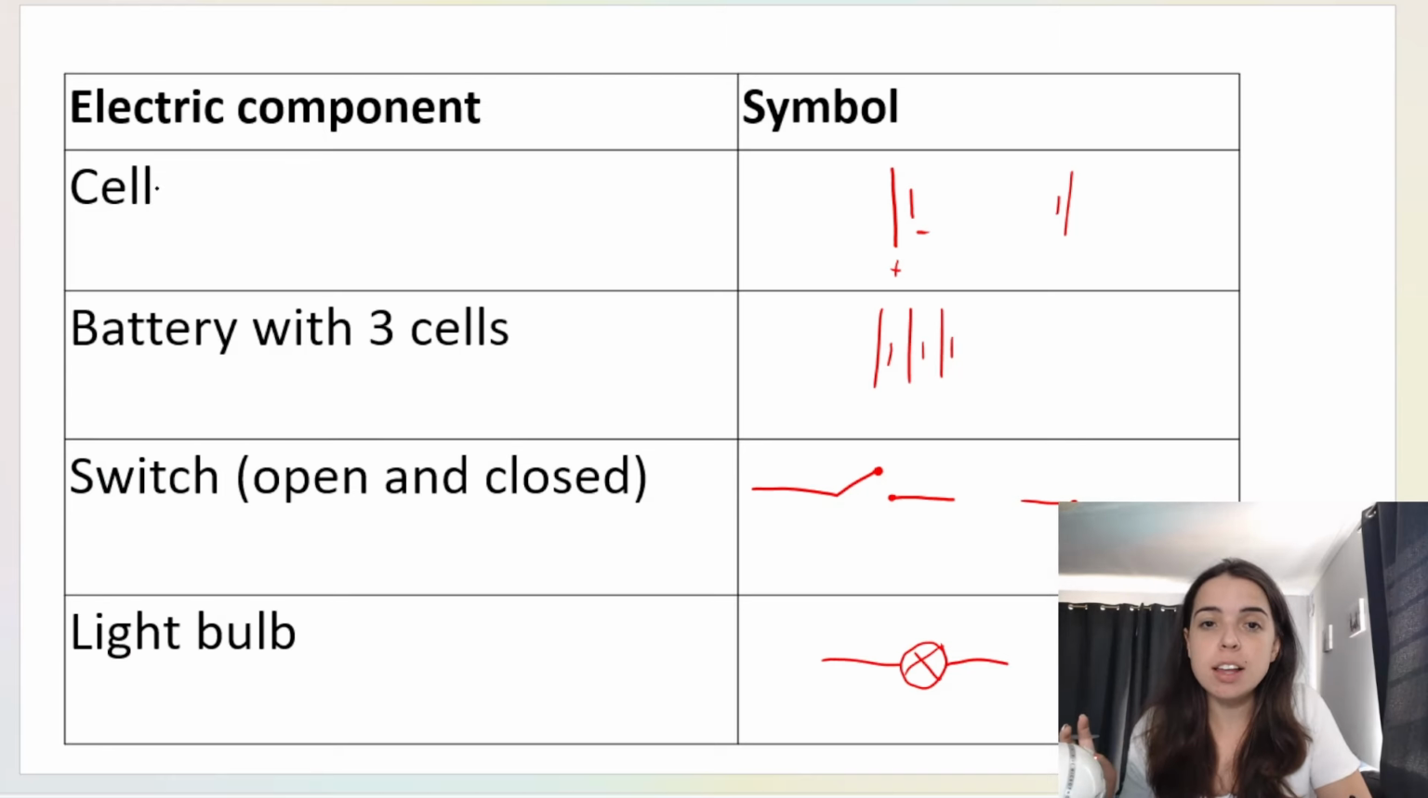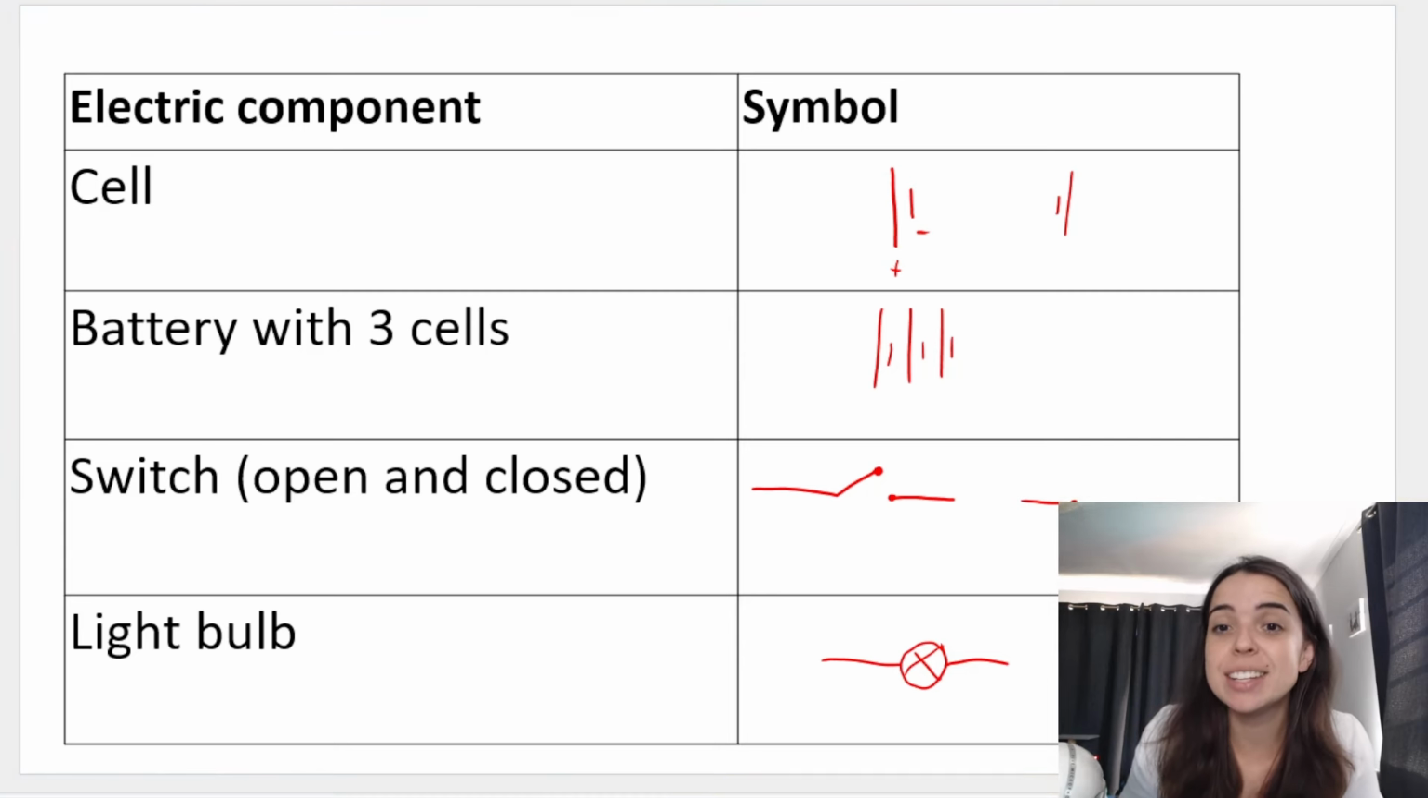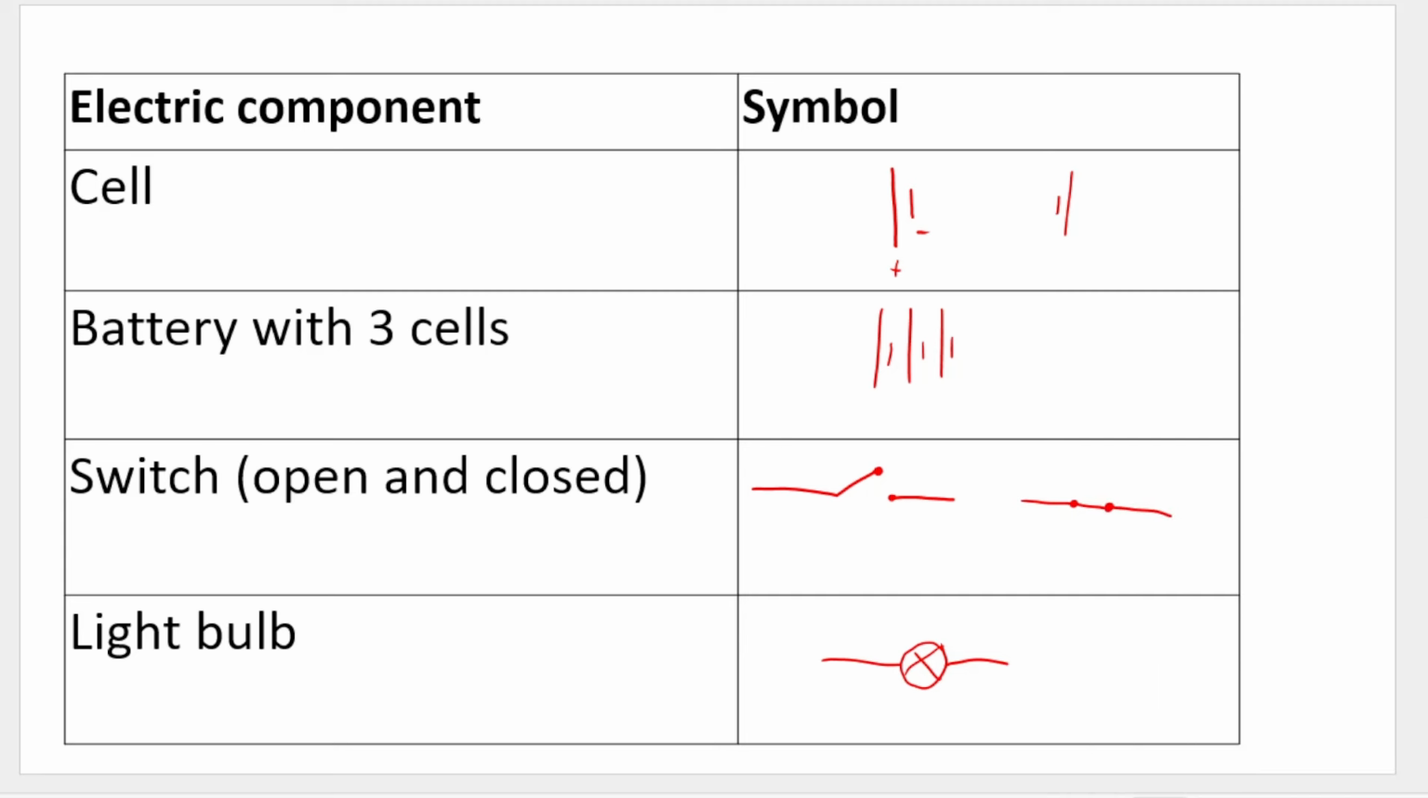So a cell looks like this, as I've shown you. The long line is positive, the small line is negative. This is representative of a battery with three cells. So what they could say to you is that the voltage across the battery is 6 volts. And if I have three cells, that means that each cell will have an EMF of 2 volts. So 2 volts, 2 volts, 2 volts, together it gives me 6 volts.